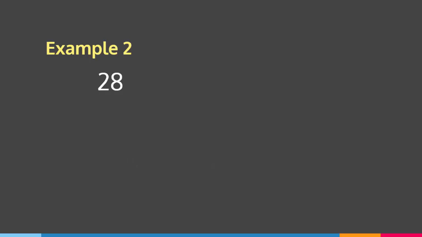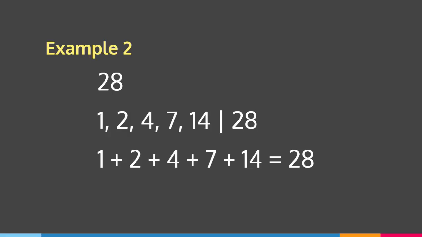The same goes for 28. If you look at the divisors of 28 except 28 itself, the divisors are 1, 2, 4, 7, and 14. If you sum these together, 1 plus 2 equals 3, 3 plus 4 equals 7, 7 plus 7 equals 14, 14 plus 14 equals 28. As you can see, the sum of the divisors of 28 except 28 itself equals 28. Therefore, 28 is a perfect number by definition.